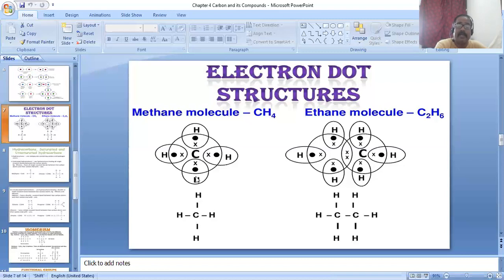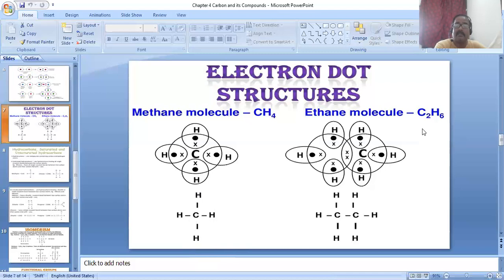And here these two electrons form one bond, a single bond. So it is a single bond, it is also a single bond, this single bond and this single bond. So here the carbon is tetravalent, and this is the electron dot structure of the methane molecule.